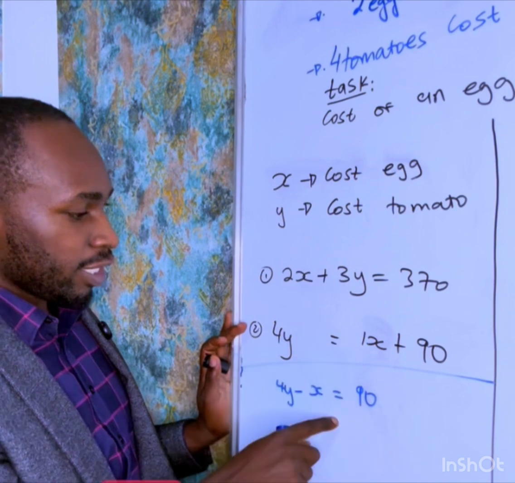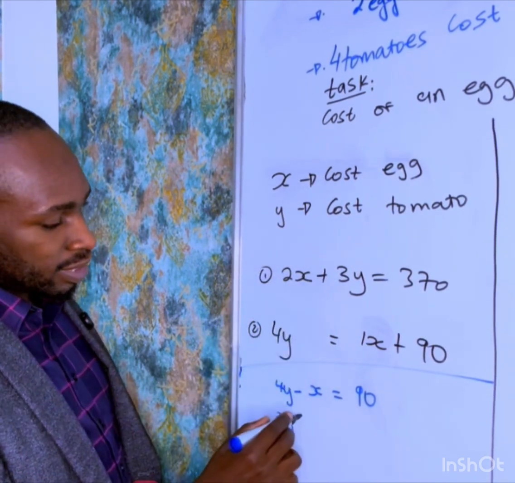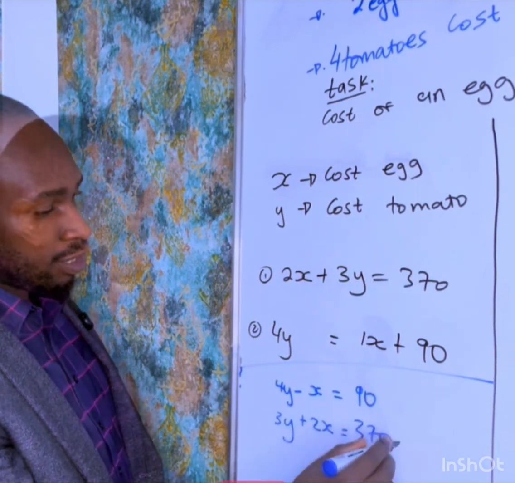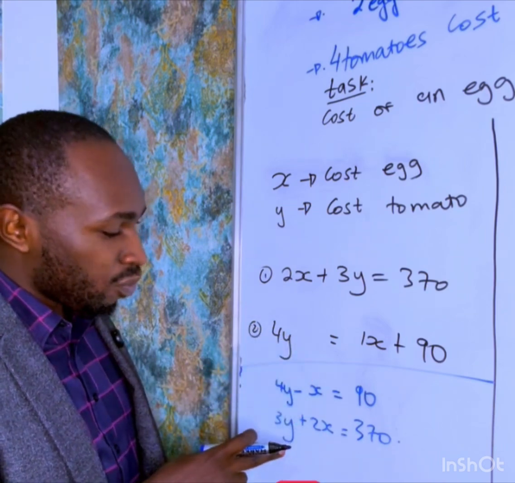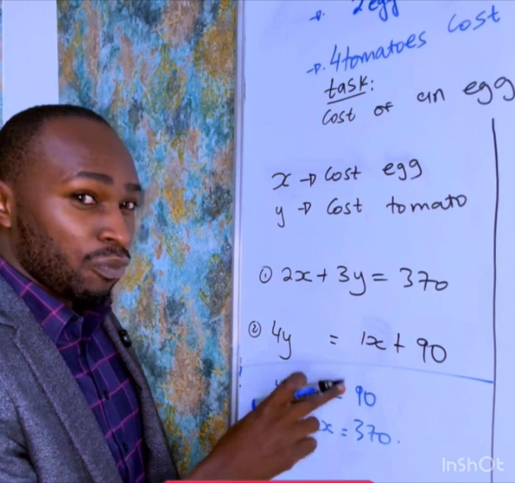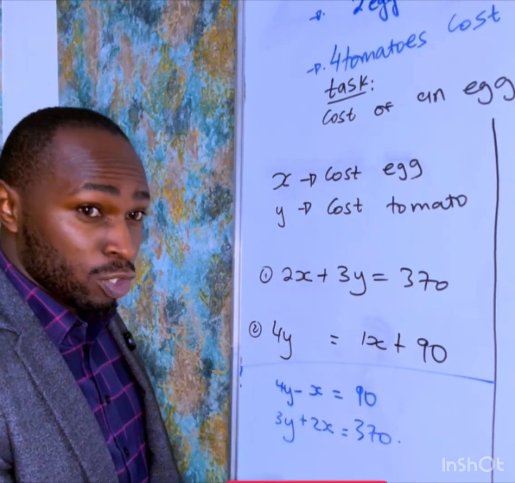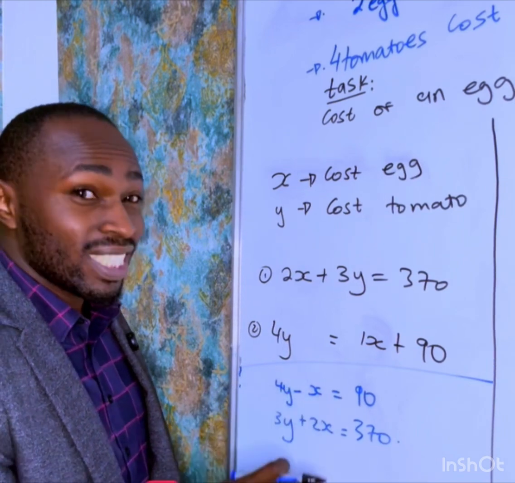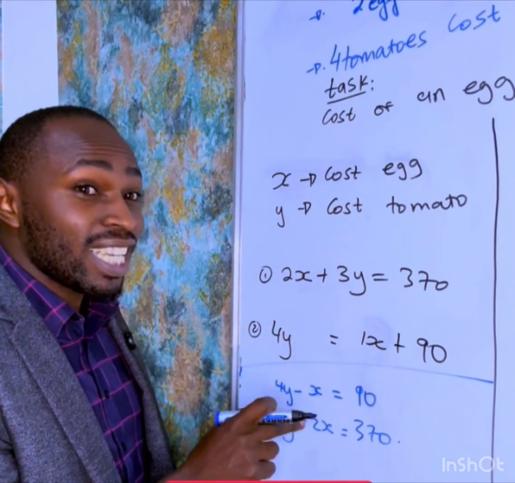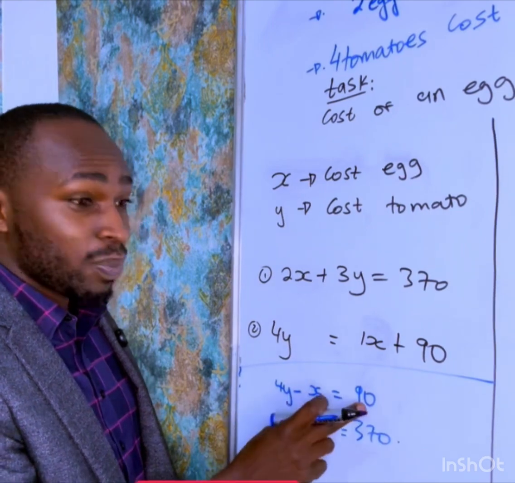So this is 4y, and then we have 3y and 2x, positive 2x, then we have 370. In order for us to get the value of y, we have to eliminate x. But in order for us to eliminate x, the coefficient of x in the second equation should be equal to the coefficient of x in the first equation. Now the coefficient of x in the first equation is negative 1, and the coefficient of x in the second equation is 2. So to make the coefficient of x in the first equation equal to the coefficient of x in the next equation, we have to multiply by 2.